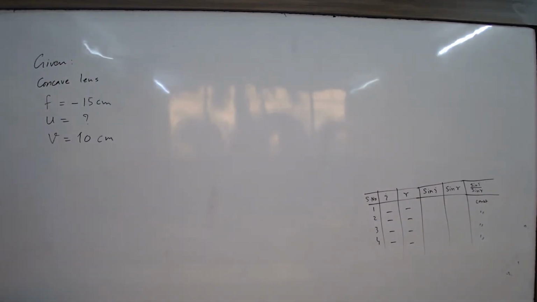Now what kind of lens is this? Concave. What is the nature of image formed by a concave lens? Virtual. Always virtual. Correct? Now, what side will the image be on? Where is the virtual image? Left side. So will it be positive or negative? Negative.